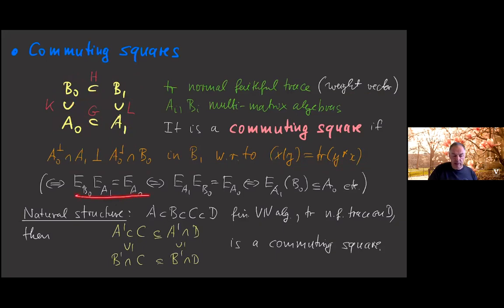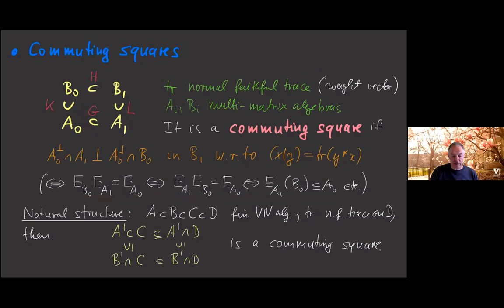This can, by the way, be rewritten in terms of conditional expectations, for those of you who know what I'm talking about. Then the structure is called a commuting square. And by commuting square, I simply mean the conditional expectations commute. So if you project this way, that's the same as projecting that way. This is why we call it a commuting square.